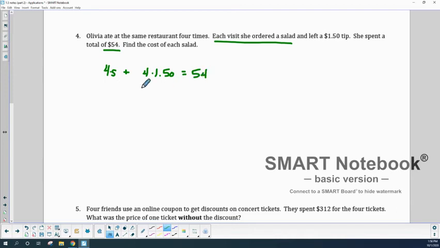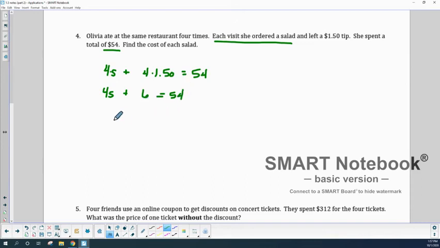So this one you kind of have to think through. She's spending money on 4 salads, so 4 times however much the salads cost, plus 4 times the $1.50 because she's tipping $1.50 4 times. And when you tip, you're spending that money, so you have to add that into the cost. So this one is a little bit more simple of an equation. We have 4s plus 4 times $1.50. That's going to give me 4s plus 6 equals 54.